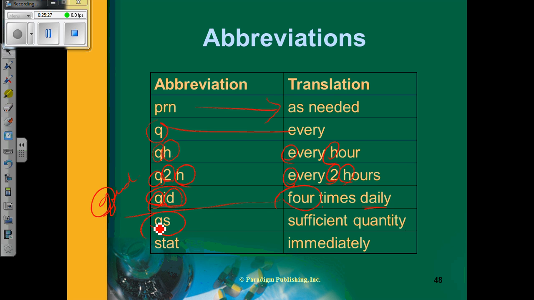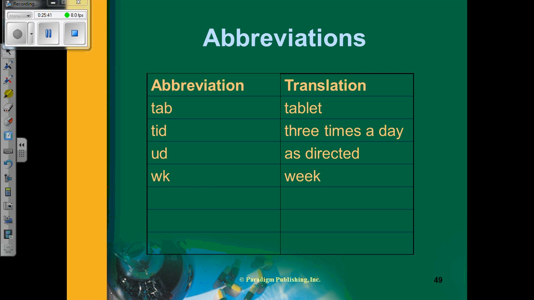QS would be sufficient quantity, S for sufficient, Q for quantity, and the abbreviations are set backwards from this. Stat is immediately. Tab for tablet. TID, 3 times a day. Think of 3 for tri, T for times, and D for day. UD, as directed, and WK for week.